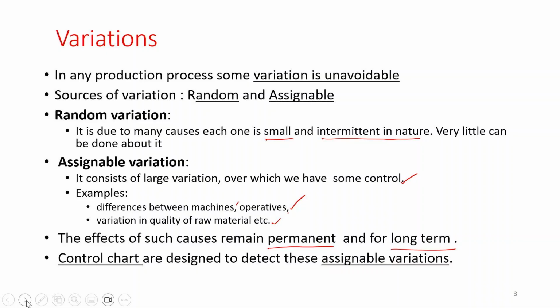So control chart is designed to detect these assignable variations. That is, we have to detect it. Unless we detect it, we will not be able to really take the corrective actions. We will never know whether the process has gone out of control or not.